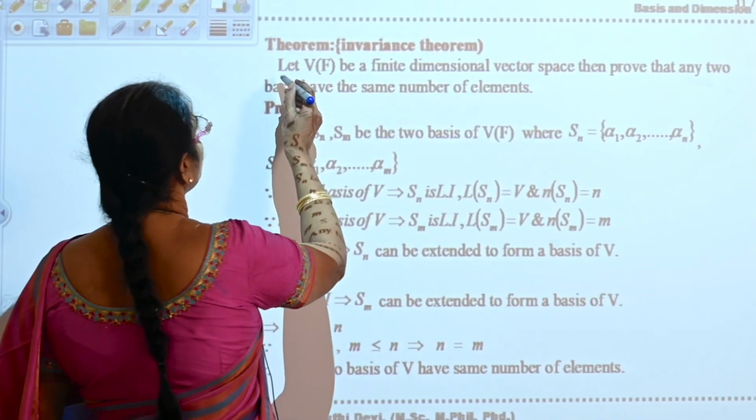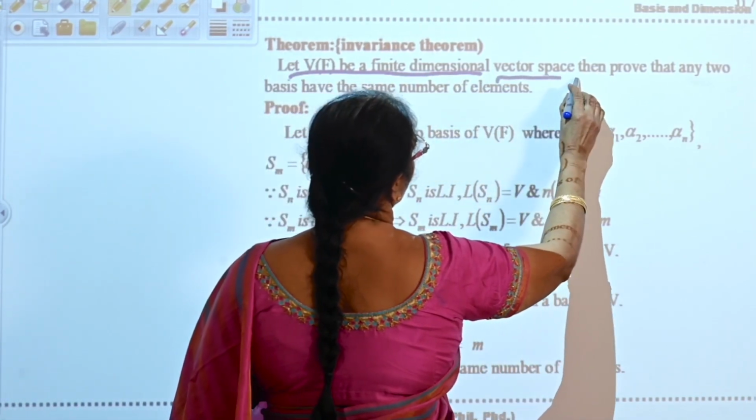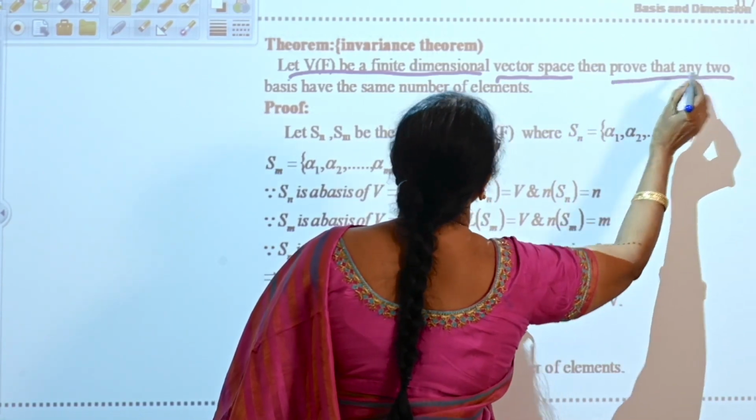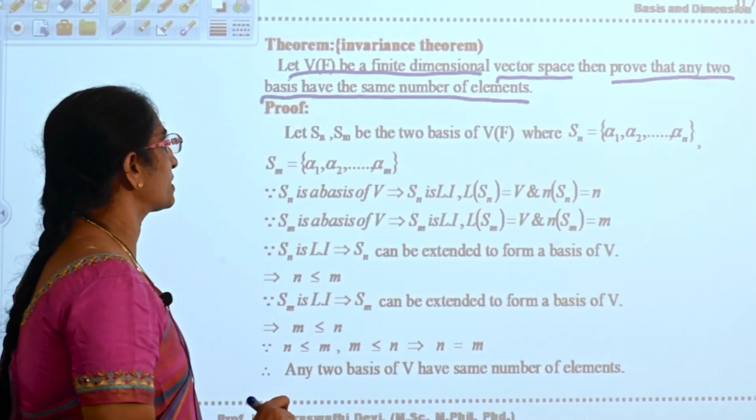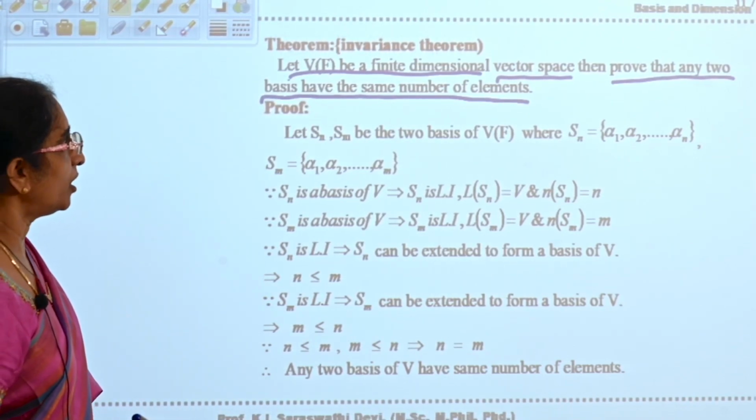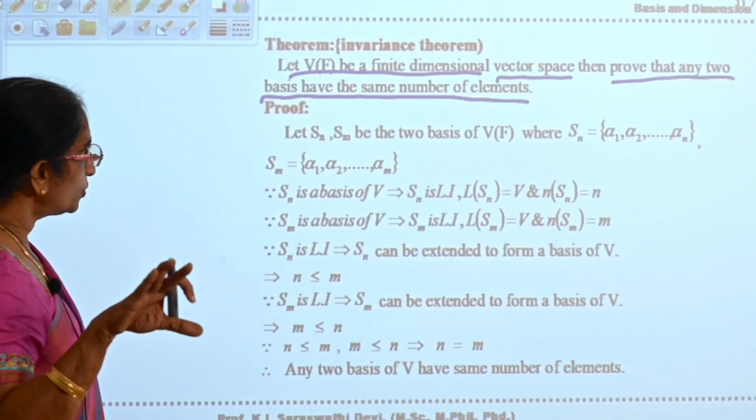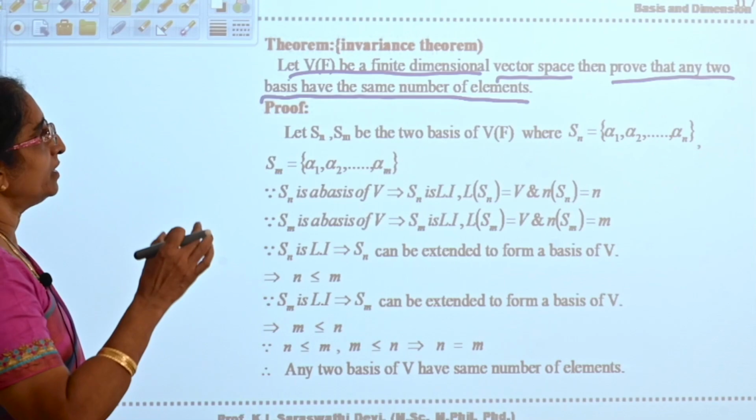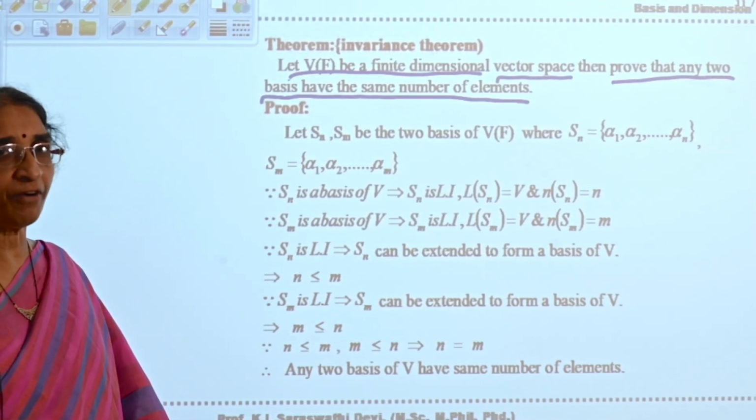Let V(F) be a finite dimensional vector space, then prove that any two bases have the same number of elements. Now, what is that? The vector space has two bases, and it is finite dimensional, meaning the number of elements in the basis set will be finite.